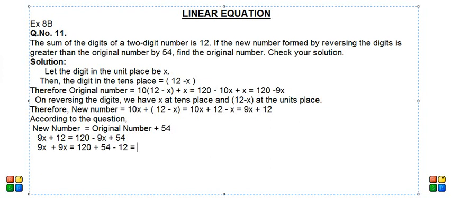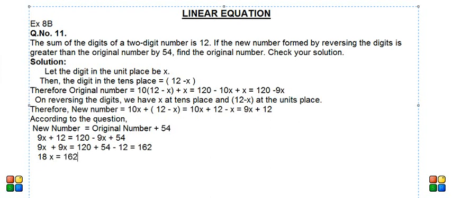Now if you solve this, 120 plus 54 is 174, and 174 minus 12 is 162, right? So the equation will be 162, and on the left hand side 9 plus 9 is 18x, so 18x equals 162. When you simplify this, I want only x, I don't want 18x. So x equals 162 divided by 18, and you will get the value of x equals 9. But remember, this is not my final answer, right?